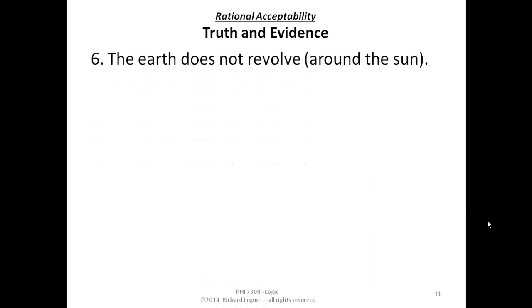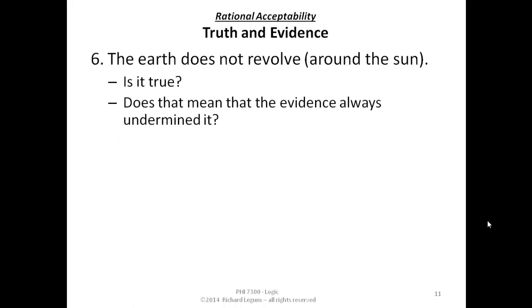The earth does not revolve around the sun. Is it true? No. Right? But the other question is, because it's not true, does that mean that the evidence always undermines that belief, the belief that the earth doesn't revolve around the sun? Right? It's not true. So if it's not true, does that mean that the evidence you have always counts against it? Let's think of another example before we jump to any conclusions about it.